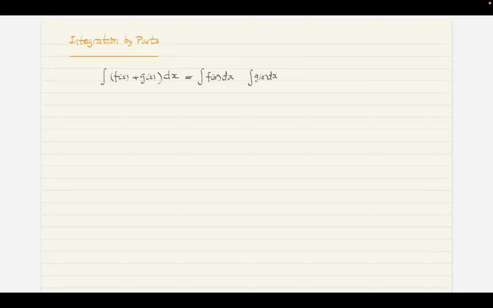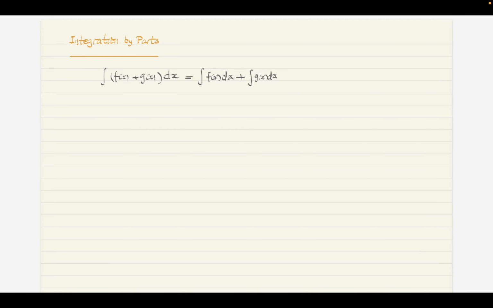So in other words, the integral acts as a linear operator. The integral of a sum is the integral of the first one plus the integral of the second one, and the same is true if I subtract them. But the question is, is there any formula for the integral of the product?